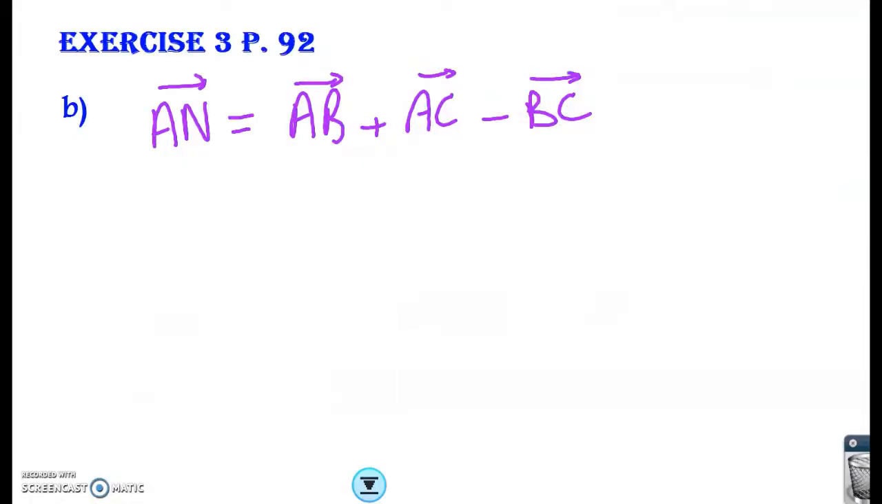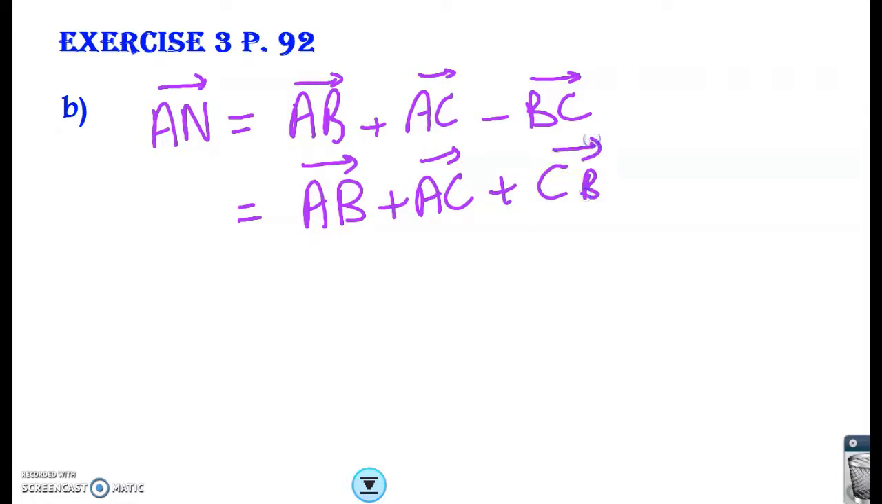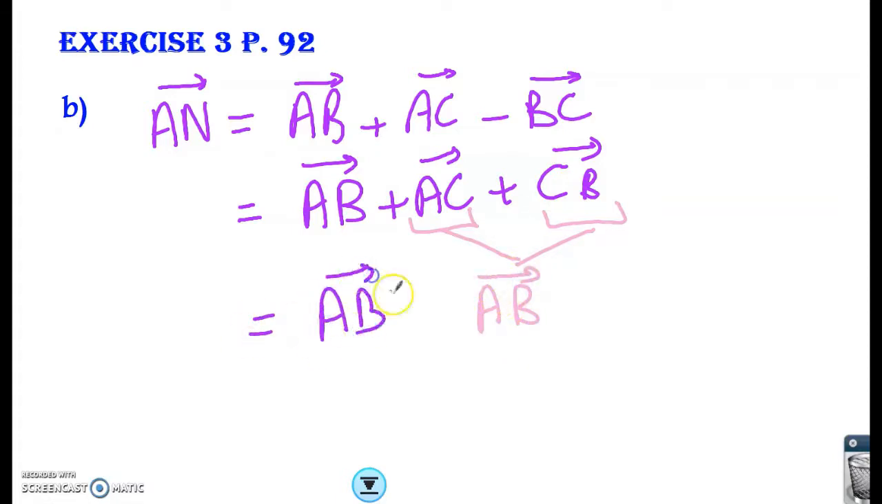We have AN given, and we also want to construct point N. So let's simplify. First, let's try to flip all the minuses to pluses. So we have here 1 minus, so this becomes AB plus AC plus CB. Can we combine vectors using Chasles's relation? The answer is yes, because we have here AC and CB. So AC plus CB will give AB. So now we have AB plus AB, which is simply 2AB.